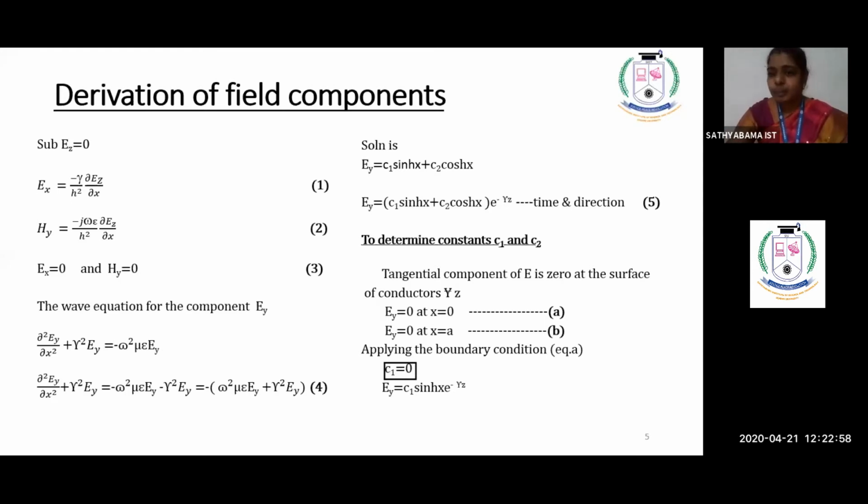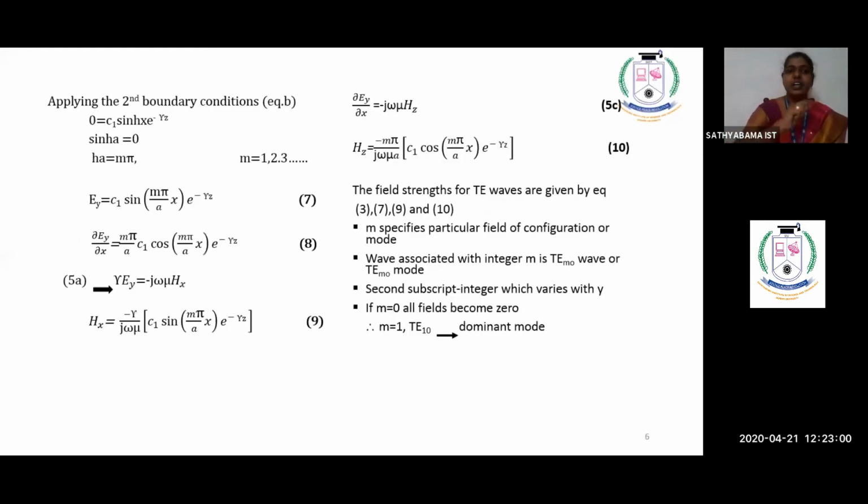Now I have to apply my second boundary condition. If I apply the second boundary condition, that is x equal to a at Ey equal to 0, I will get the equation as sin ha equal to 0. From that, if I make ha equal to sine inverse of 0, the standard form of writing is m pi. Normally we used to write n pi, I am here writing m pi. So ha equal to m pi, so h is equal to m pi by a.